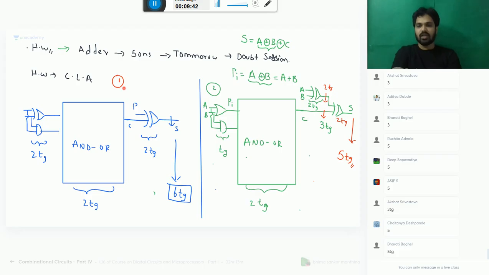Here each XOR gate is 2 T delays, 2 gate delays. If it is okay, I will move to the new question. What is your problem, Rishi? Please ask me.